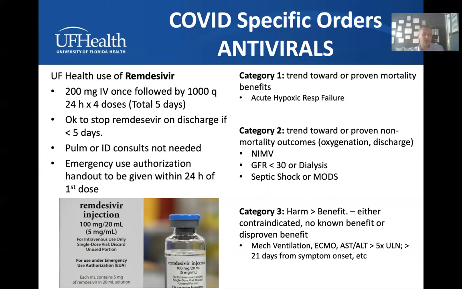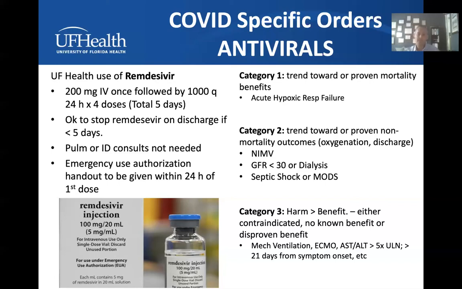Category 2 are those patients which were specifically excluded in the randomized controlled trials, so we are not sure if there is a benefit or not, but we think they may benefit from the drug. Those are patients that have low GFR, less than 30, or are on dialysis, patients that are in septic shock or multi-organ dysfunction syndrome, or patients that are requiring non-invasive mechanical ventilation. For those patients, if supplies are enough, then we offer them the medication.